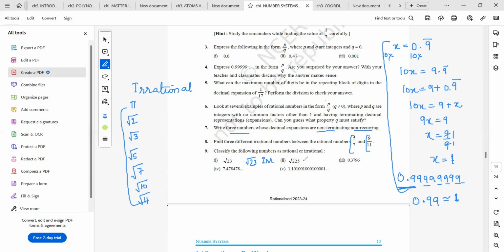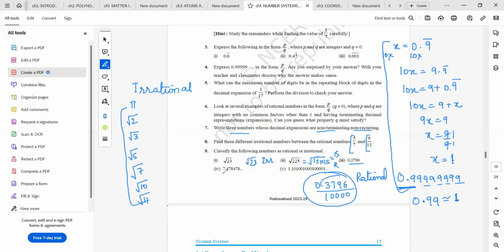Under root of 225, that we know, because you can write it as under root of 15 into 15. Okay, so that is 15. So that means it is rational. Okay, now tell me for this 0.3796, it is rational or irrational? This is rational, because it terminates. It is ending here. Okay, it is not continuing. So I can write this down as a ratio. So whenever the decimal expansion is terminating, it is ending, it is always rational.